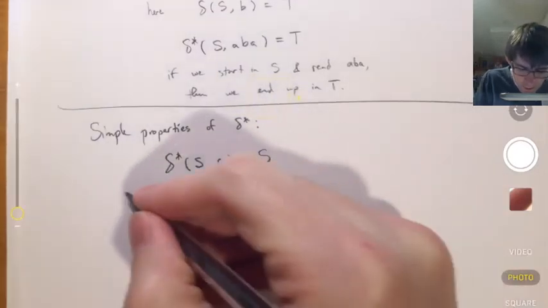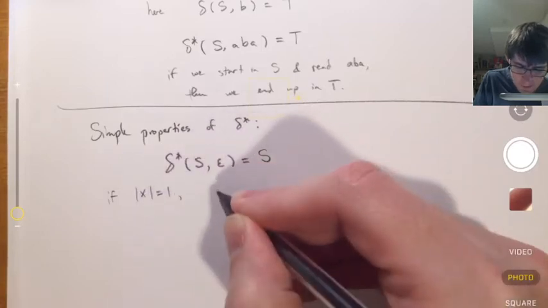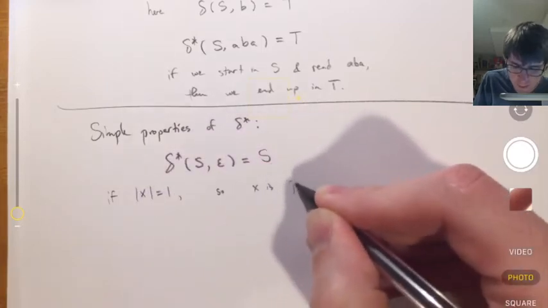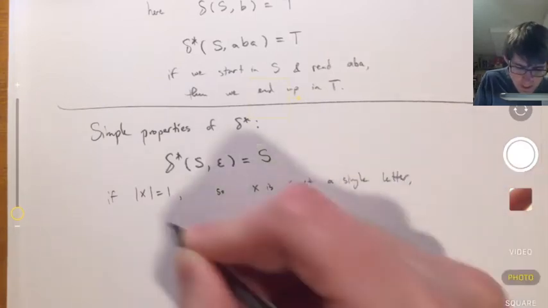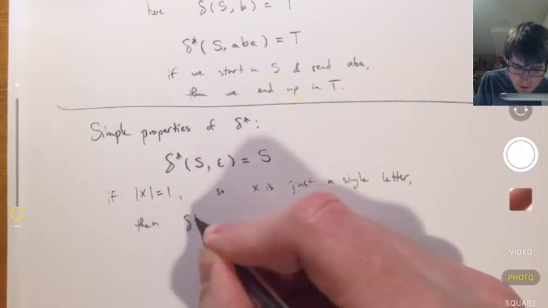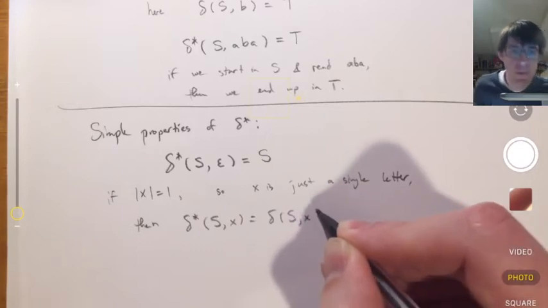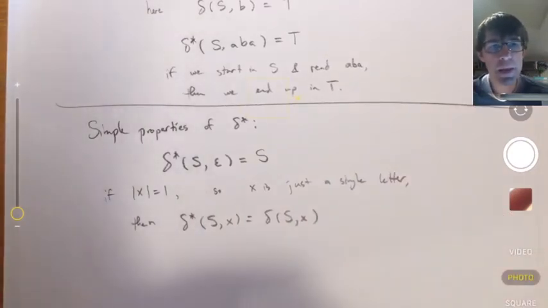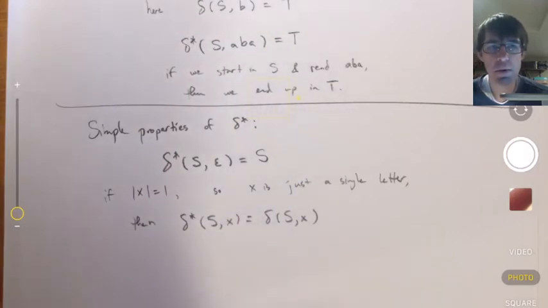Okay, another simple property. If the length of x equals 1, so x is just a single letter, then delta star of S and x is the same as the regular delta. In that case, they mean the same thing. The delta star also just tells you where the thing goes if you do x. And if x is just a single letter, that's the same as the ordinary delta function.